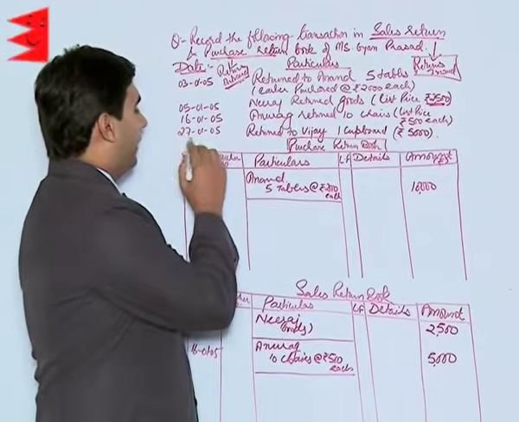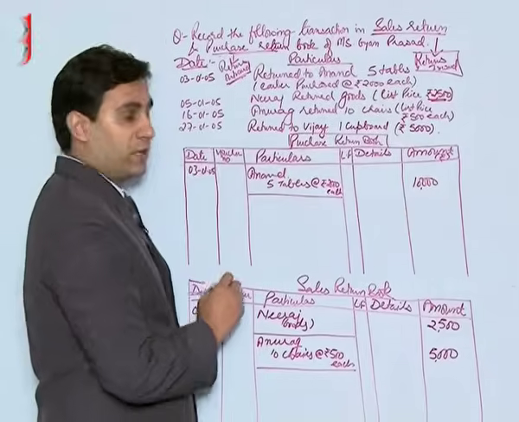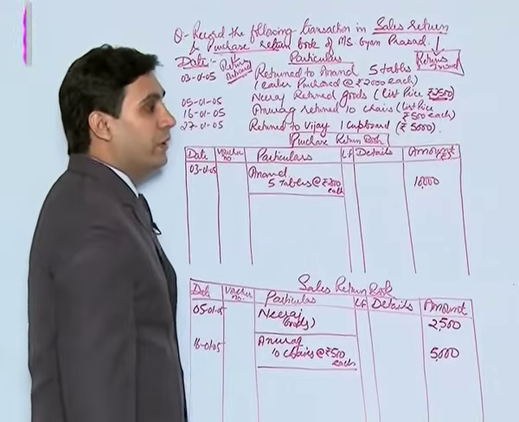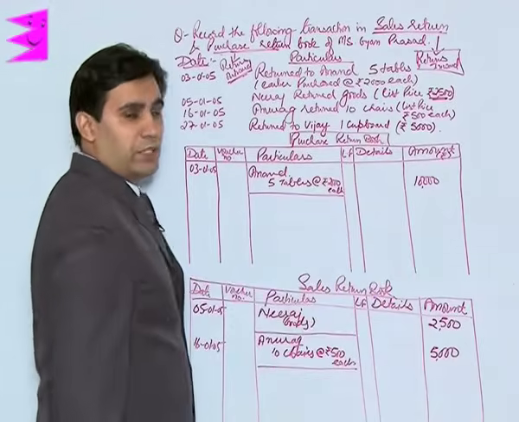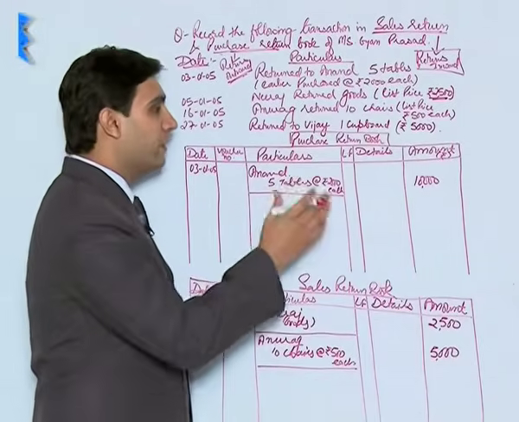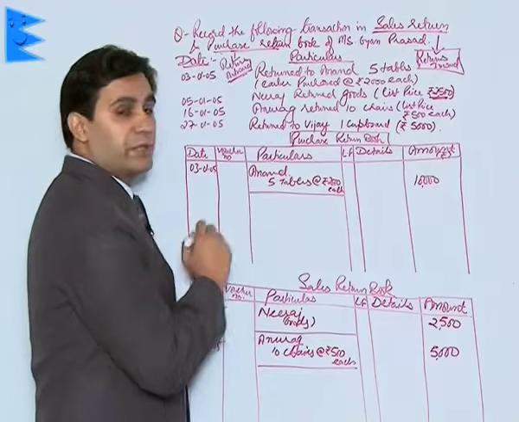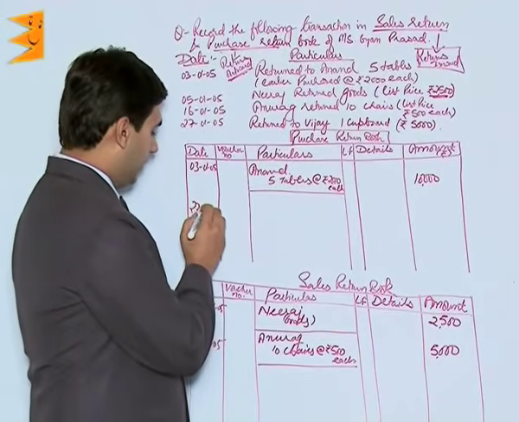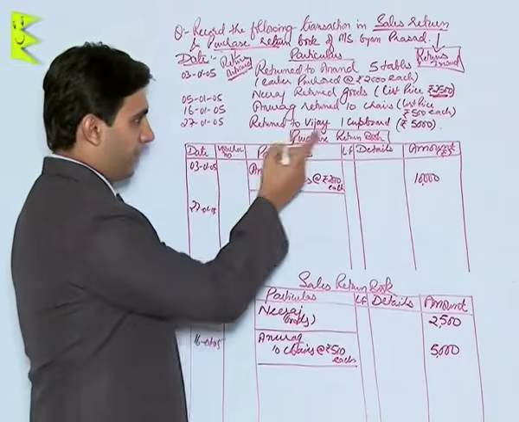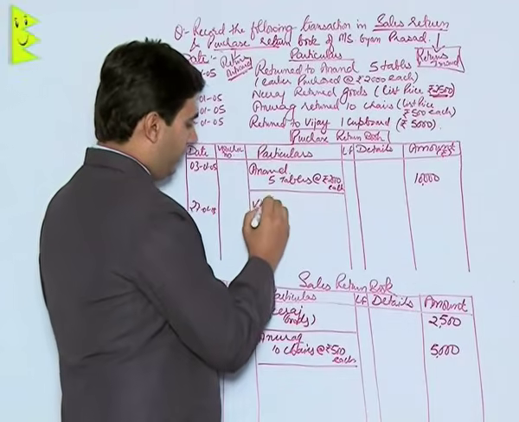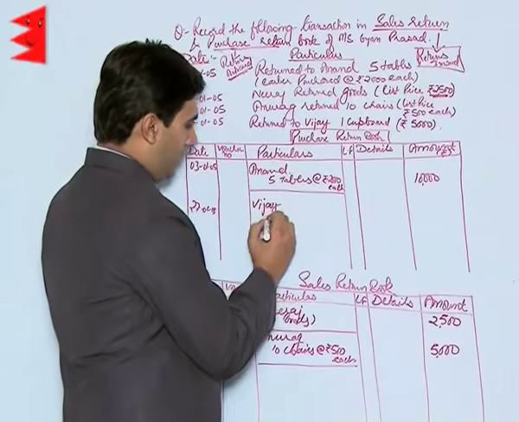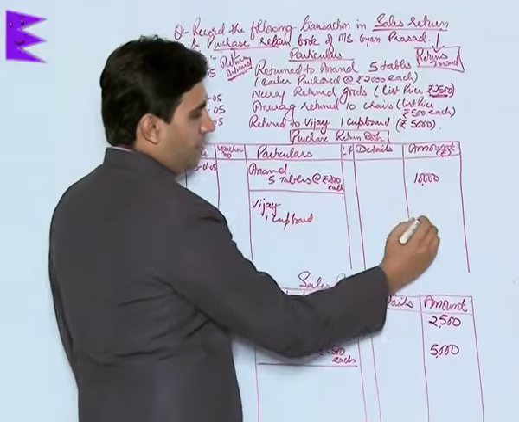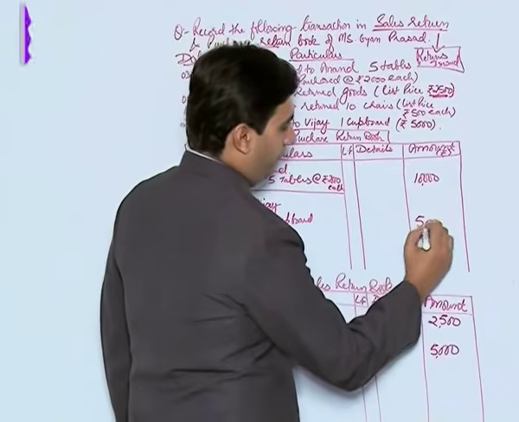Coming to the entry on 27th of January. Now students, it is returned to Vijay one cupboard of rupees 5,000. Now we are returning to Vijay. That means we had purchased it earlier from Vijay. So it is a purchase return. So should be recorded in the purchase return book. So in purchase return book, it would be Vijay, one cupboard, amount is rupees 5,000.